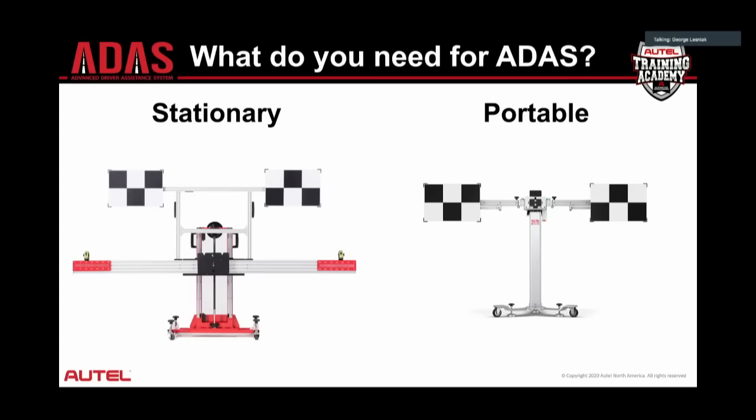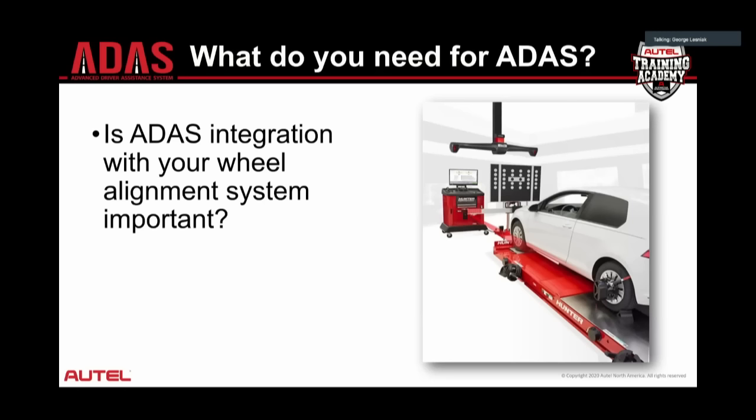Another question for you: is integrating with your wheel alignment system important? Some calibration systems like ours integrate with many name brand wheel alignment machines to allow you to perform calibrations on the alignment rack as part of a four-wheel alignment. So you would perform your normal wheel alignment adjustments and roll right into an ADAS calibration, and it would all be done as a singular service on that alignment rack, which is already a flat and level surface.